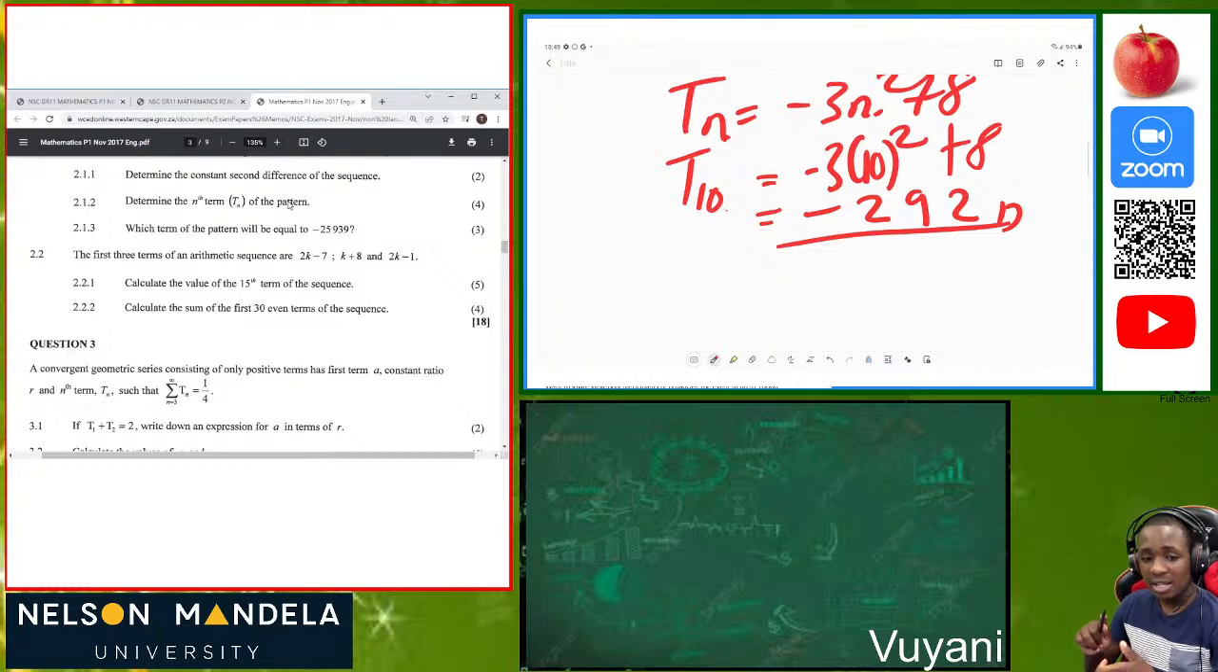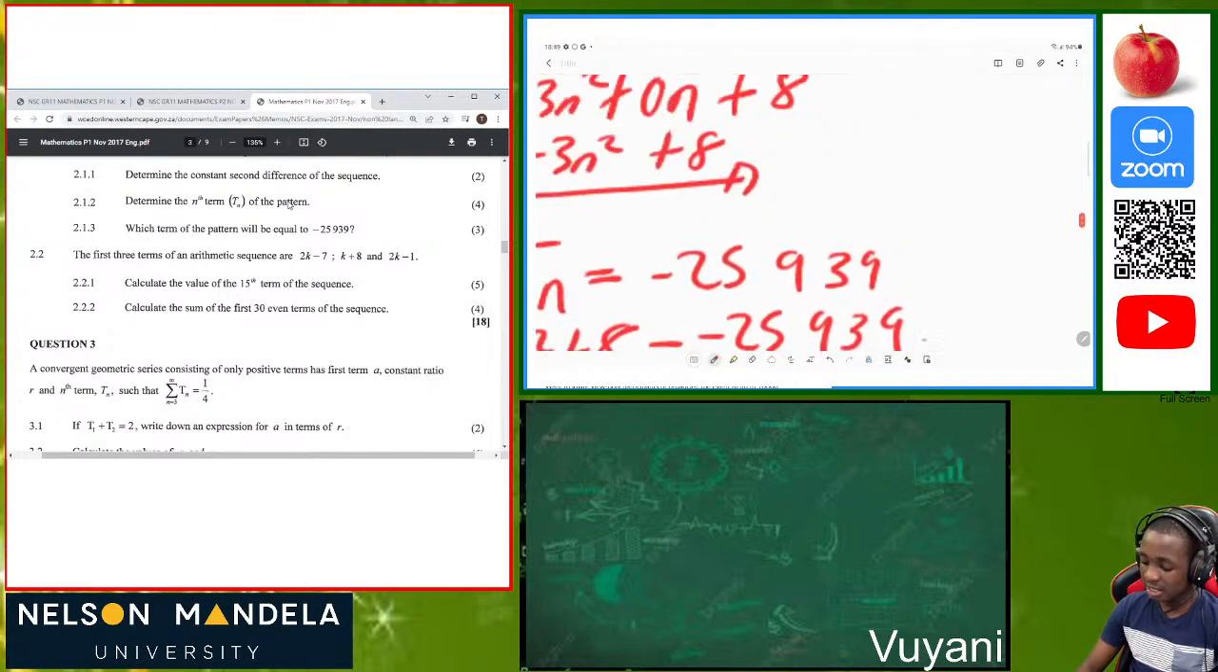They'll also ask which term of the pattern will be equal to something, or they'll say determine the 10th or the 50th term of that sequence. Then you just have to say T10. Sometimes they'll also ask you to determine the next 3 terms of the sequence. You just have to do the same thing and determine the next 3 terms of the sequence.